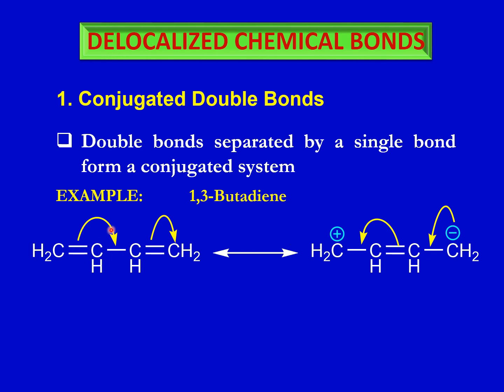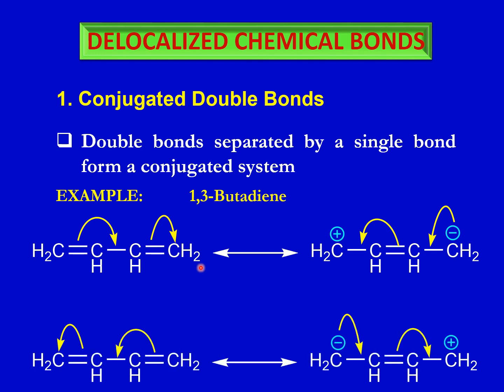Now you would think, why are we shifting electrons in this direction? You can shift the electrons in the other direction as well, because we have a symmetrical molecule. There are no electron donating or withdrawing groups, so you can shift the electrons in either direction. As a result, we now have a negative charge here and a positive charge here, which can then go back and give you the first structure.